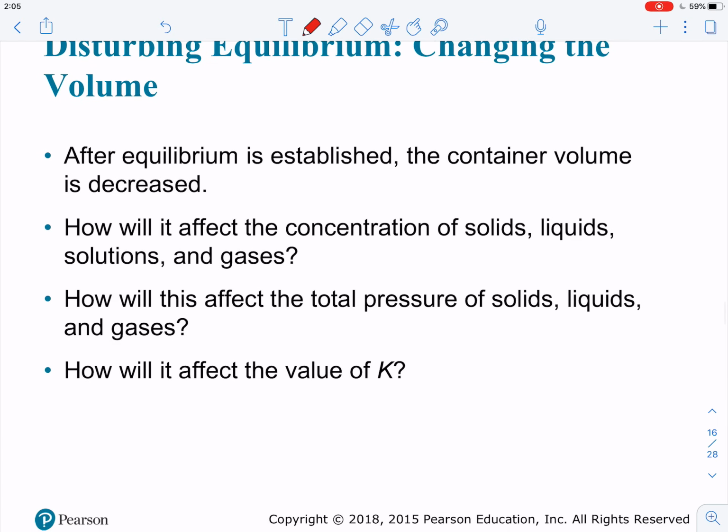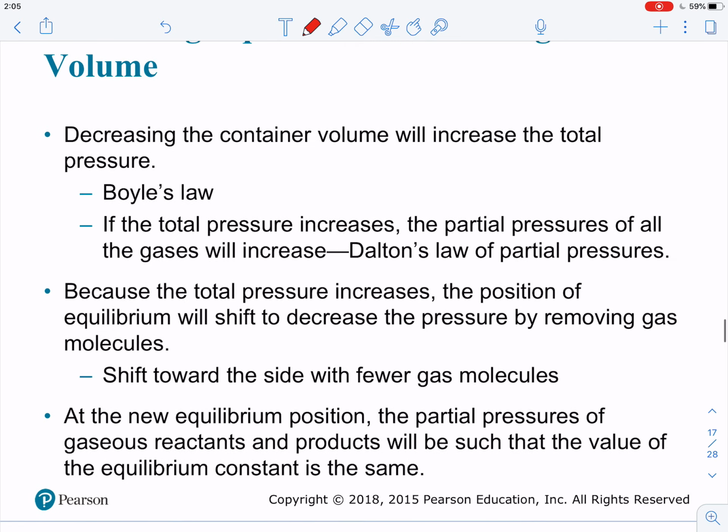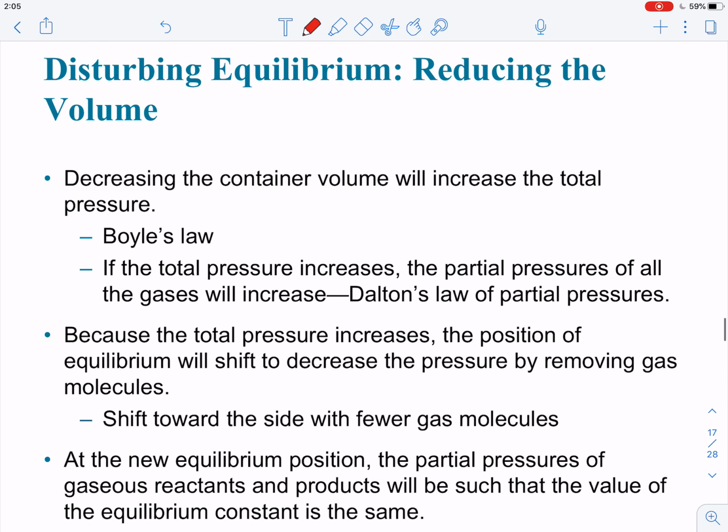So for now, let's skip this one. Reducing the volume will have the impact of increasing the partial pressures, increasing the concentrations for that matter. So the total number of gas will have a higher concentration in that volume, and therefore you will shift the reaction towards the side with the least amount of gas, or the least number of molecules of gas.